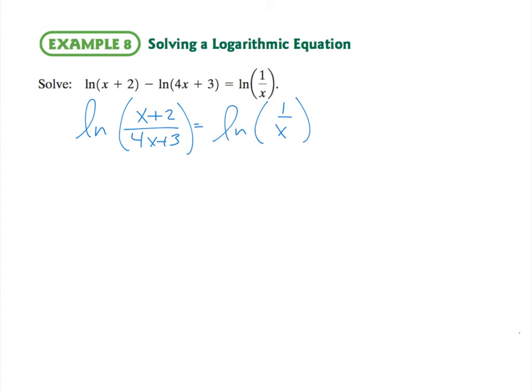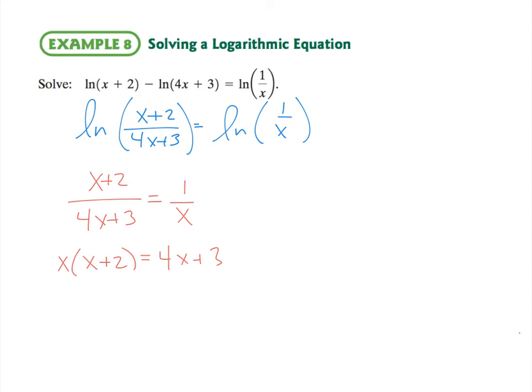So now what I see here is the natural log equaling some other natural log, and because of that, I'm allowed to equate this inside to this inside and drop the natural logs off. So when I do that, I get x plus 2 over 4x plus 3 is equal to 1 over x. Okay. And then here, if I cross multiply, I'm able to simplify that further by doing x times x plus 2 is equal to 4x plus 3.